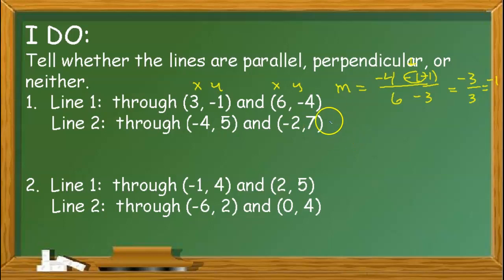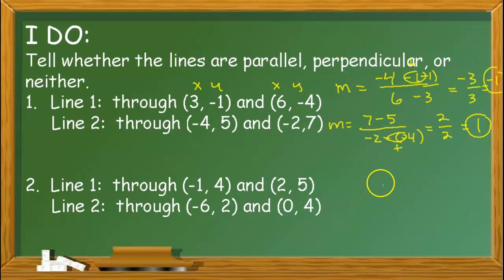A little too big. So let's try the next one. See if I can write a little smaller. So 7 minus 5, negative 2 minus a negative 4. So 7 minus 5 is 2. Do a double negative here. Negative 2 plus 4 is 2. So this has a slope of 1. So I have a slope of a negative 1 and a slope of 1.